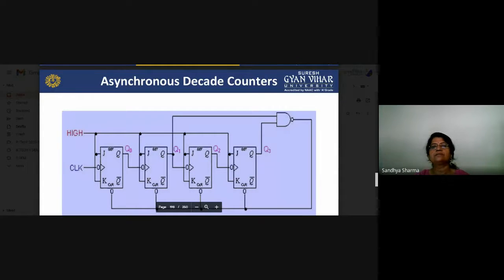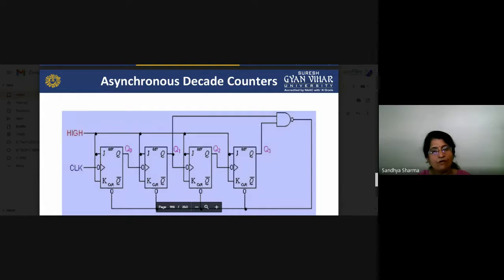Now if we are using 4 flip flops, how many states are there? There are 16. Suppose we want to make a decade counter, which means you want to count from 0 to 9. So now what will happen there?